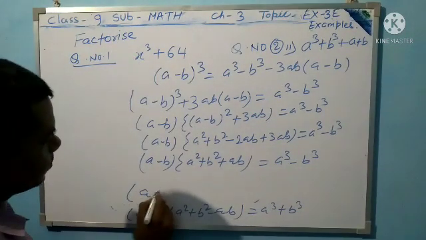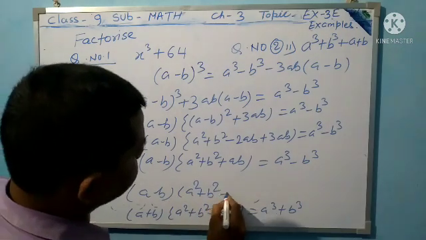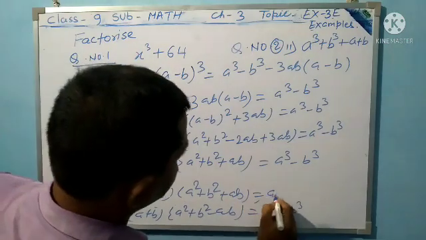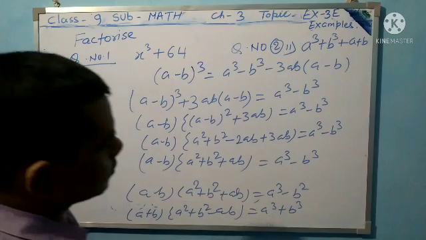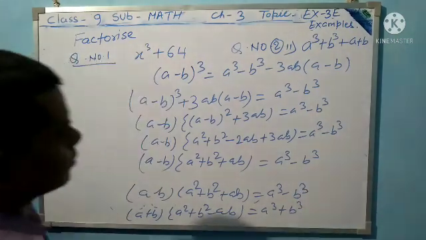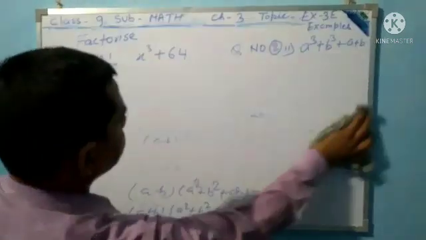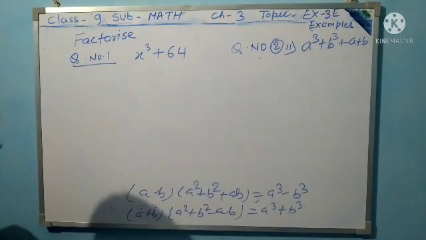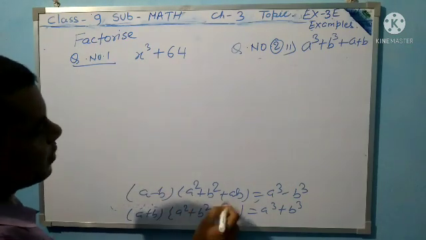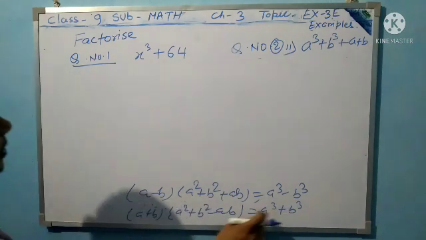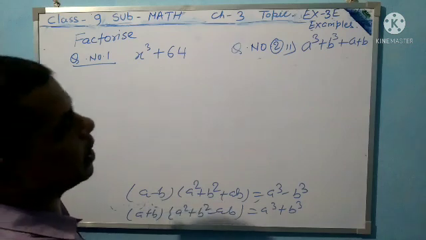So these types of questions are solved using these identities to factorize the terms. The two identities are: a cube minus b cube is equal to (a minus b) times (a square plus b square plus ab), and a cube plus b cube is equal to (a plus b) times (a square plus b square minus ab).